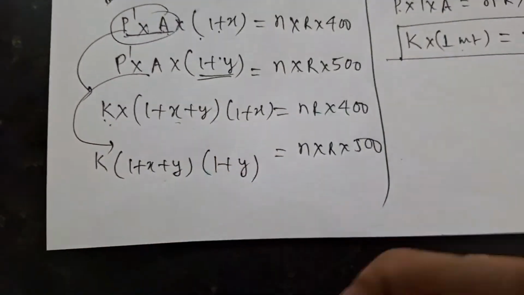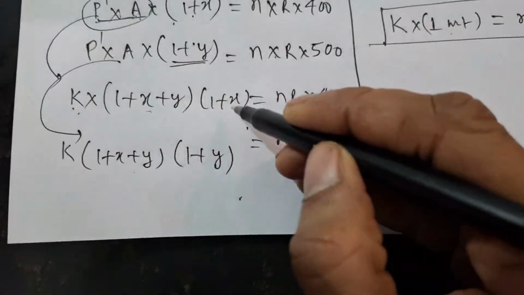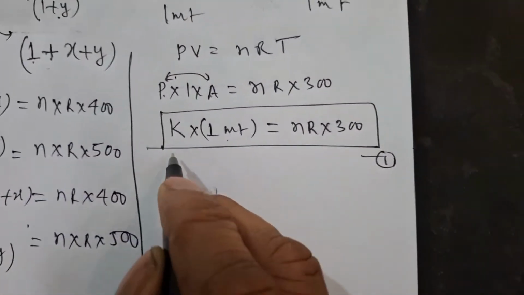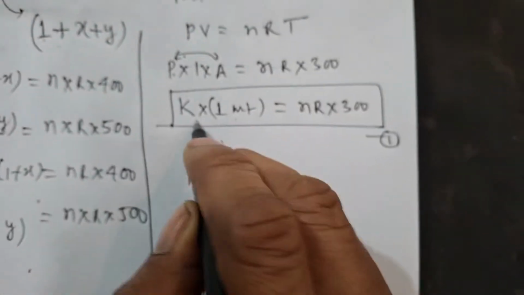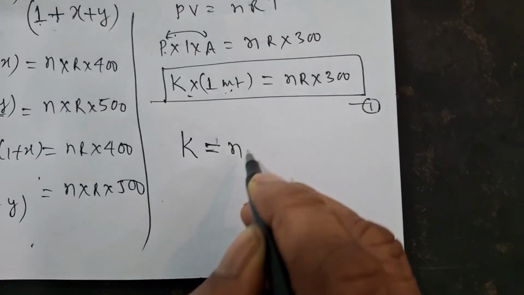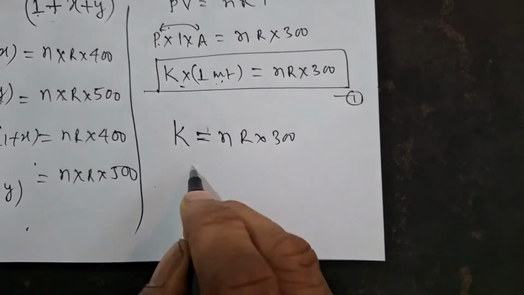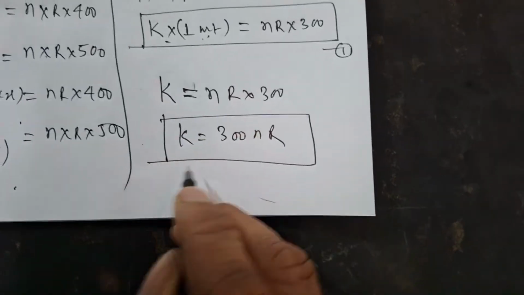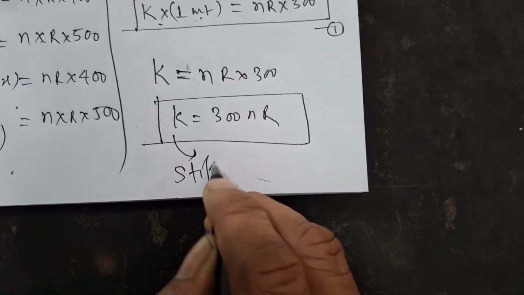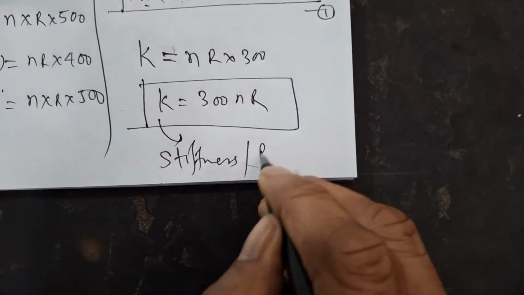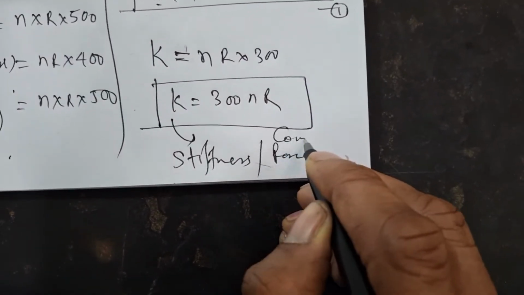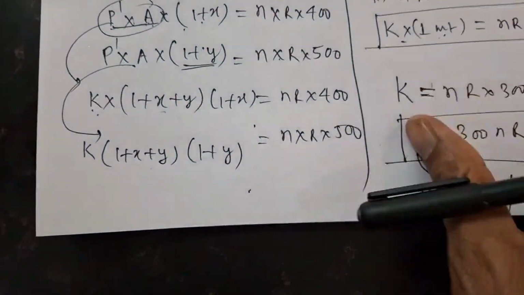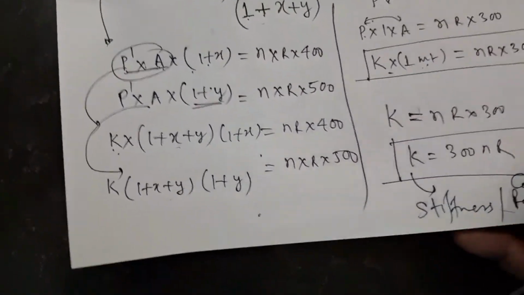Now you have collected these two equations. If you divide, you will get the values of x and y. And if you put here, because K is already known from the first equation, K into 1 meter, the n into R into 300. So what is the value of K? So 300 nR, this is the stiffness. K stands here, the stiffness or force constant of the spring. Okay, divide these two equations, you will get one further equation. I am just dividing now.